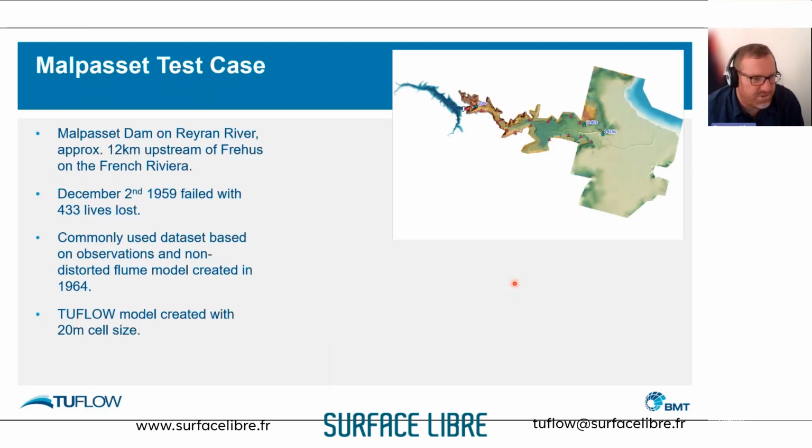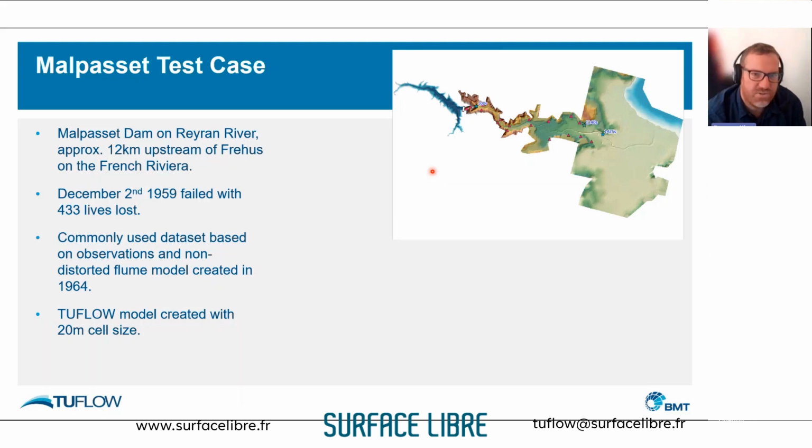So various different approaches to do it. Obviously, these have been benchmarked. Some of you might be familiar with the Malpasset test case, primarily used for, I think it was from Telemac and EDF. So this was a dam break, December 1959. Unfortunate loss of 433 lives. It's a commonly used data set based on a series of observations.